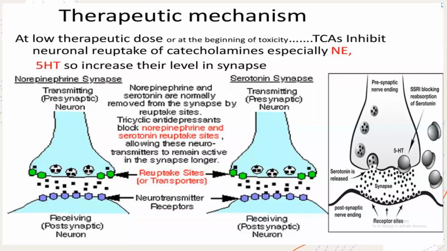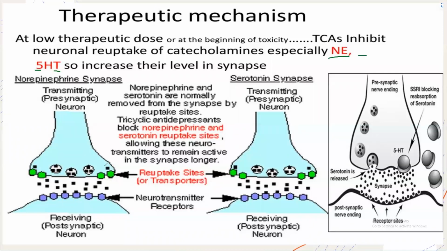So when we talk about the therapeutic mechanism of the TCAs, at the low therapeutic dose or at the beginning of toxicity, the TCAs inhibit neuronal reuptake of catecholamines, especially norepinephrine, and 5-HT, so they increase their levels in the synapse. So what happens? They inhibit the neuronal reuptake of two things: one is norepinephrine and the other is 5-HT, also called serotonin. So they increase their levels in the synapse.